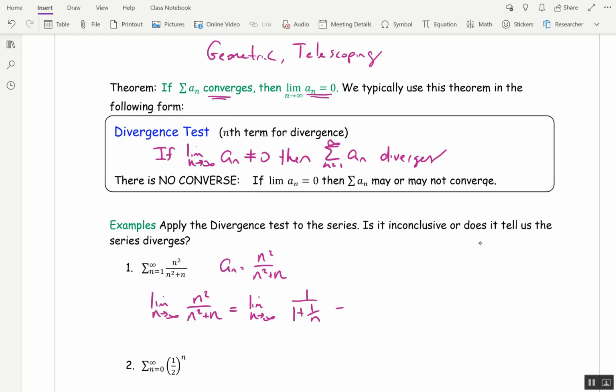And now I can take the limit, so draw the limit sign, and I get 1 over 1 plus 0, which is 1. Now 1 is not 0, so the series diverges, I'll use just big D there, by the DT, divergence test. So the divergence test is conclusive there. The terms didn't go to 0, so we can say that series diverges.